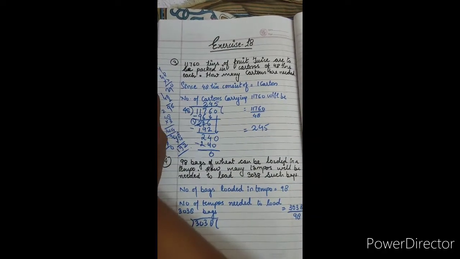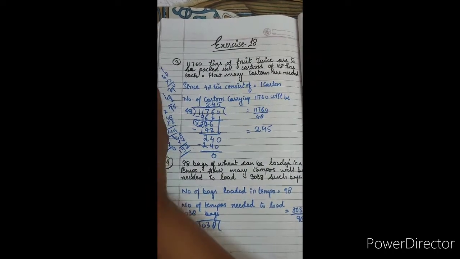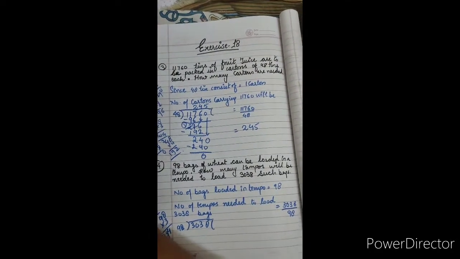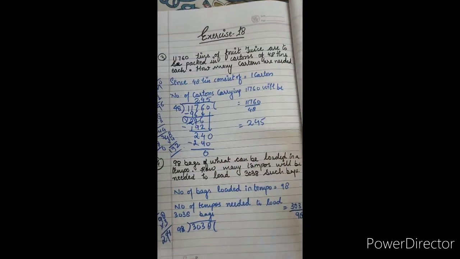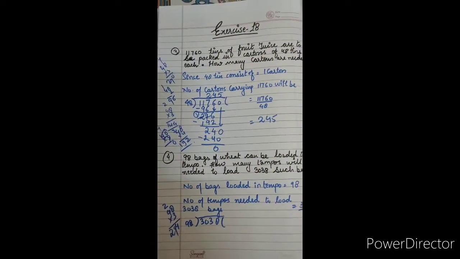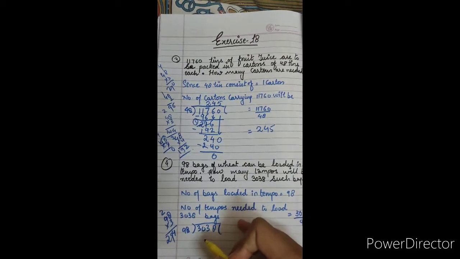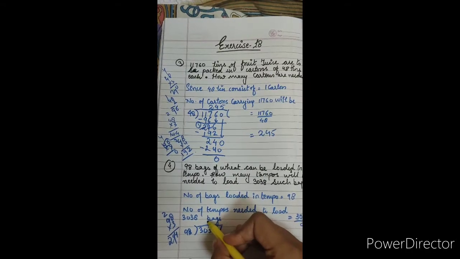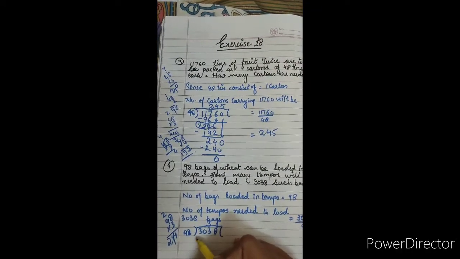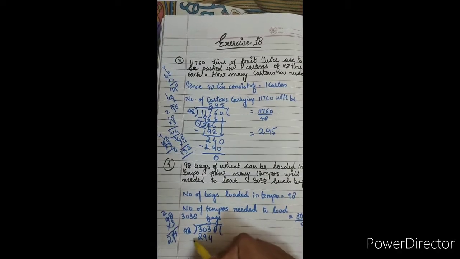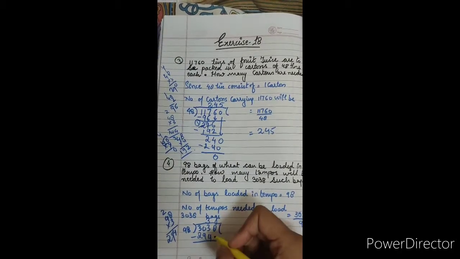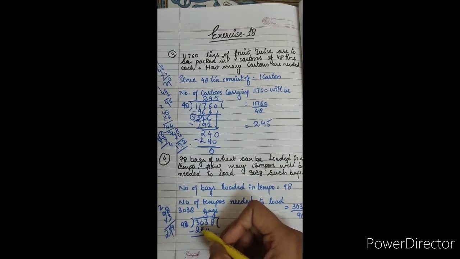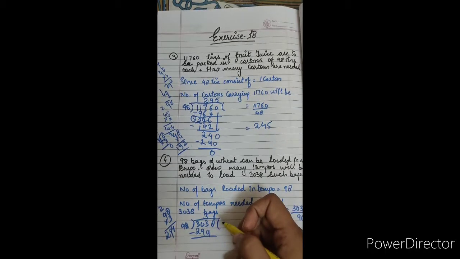98 3s are 294. So 98 goes into 303 3 times. So write 3 in the quotient and 294. Now we subtract 294 from 303. So now subtracting ones, we want to subtract 4 from 3. Is it possible? No, because 3 is less than 4.